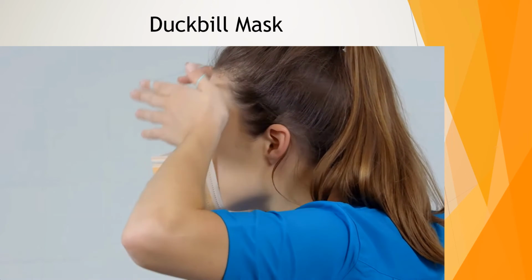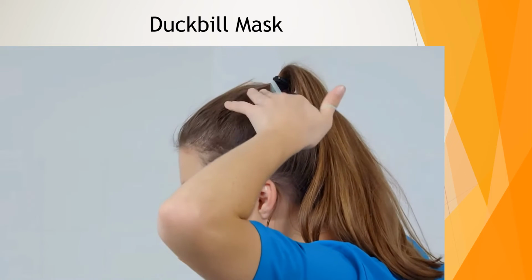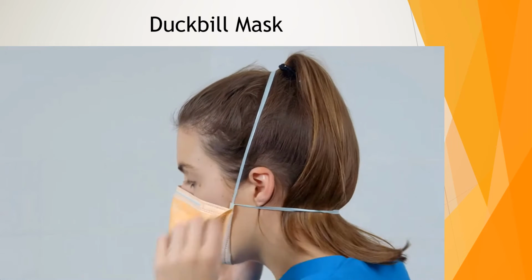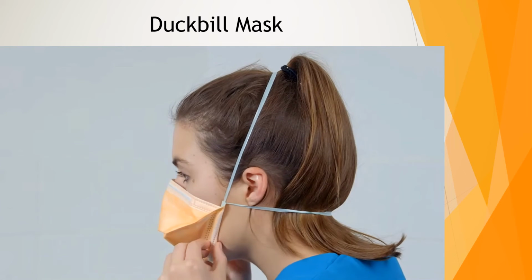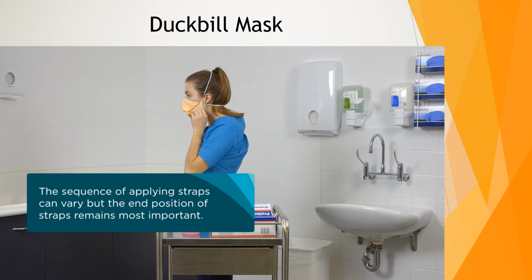Pull the headbands up over your head. Release the lower headband from your thumbs and position it at the base of your neck. Position the remaining headband on the crown of your head. The sequence of applying straps can vary, but the end position of straps remains most important.